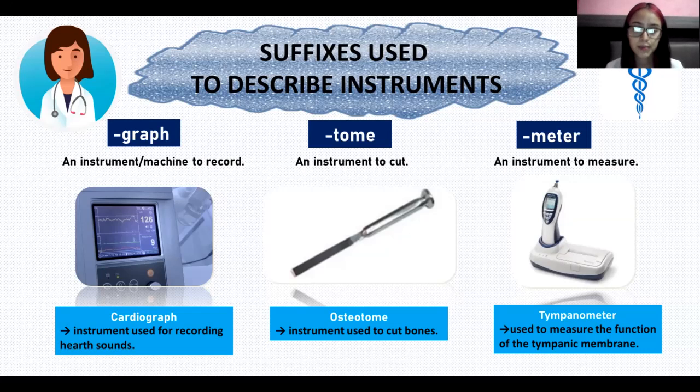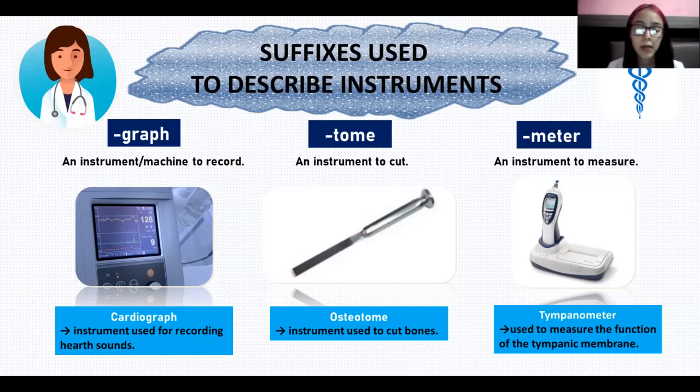When the doctor performs the therapeutic interventions, they use some instruments, so we have some suffixes used to describe instruments. The first suffix is -graph. The meaning of -graph is an instrument or machine to record. An example is the cardiograph. The cardiograph is an instrument used for recording the heart sounds.